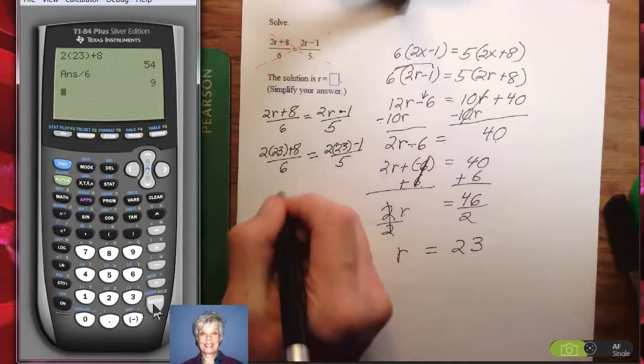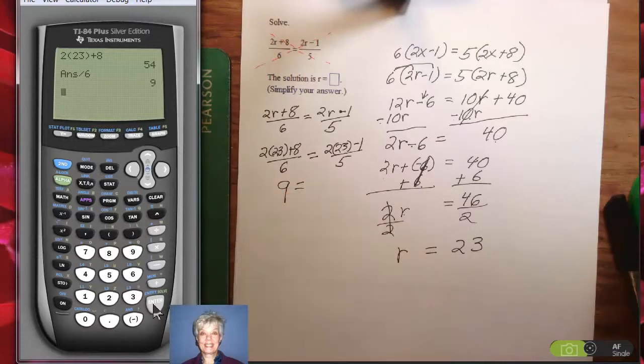Let me write that down over here. Now, on the other side, I'll have 2 parentheses 23 parentheses closed minus 1, enter, is 45. Divided by 5, enter. That's 9.